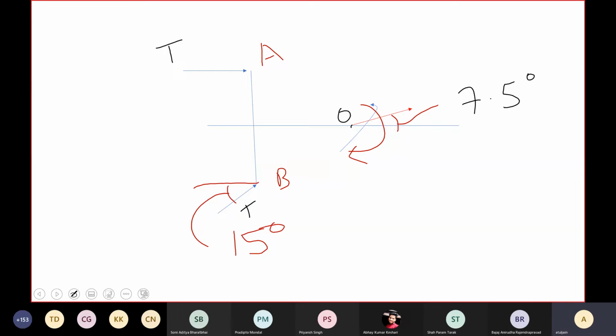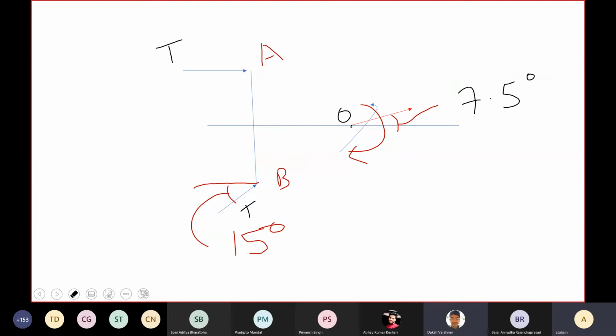This was equal to 1.9659 i plus 0.258 j cap, this force. Sir, what is 7.5 degrees? 7.5 degrees is tan inverse of 0.2588 divided by 1.9659.